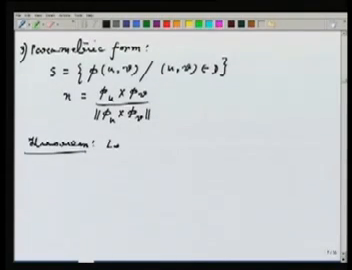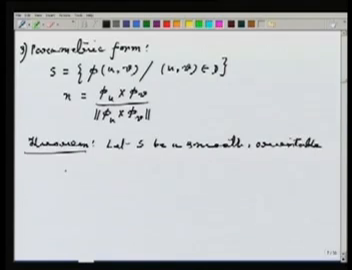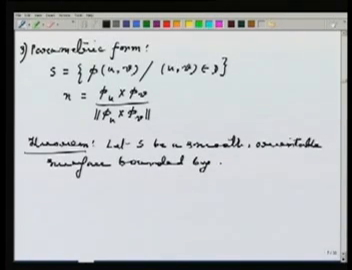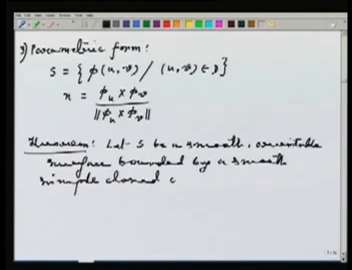So let S be a smooth, I will explain the meaning of all these words, smooth orientable surface bounded by a smooth simple closed curve, which we might call delta S.